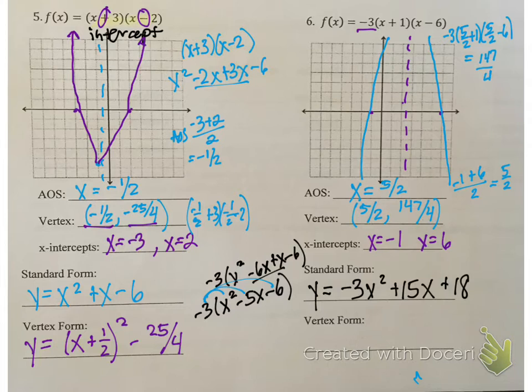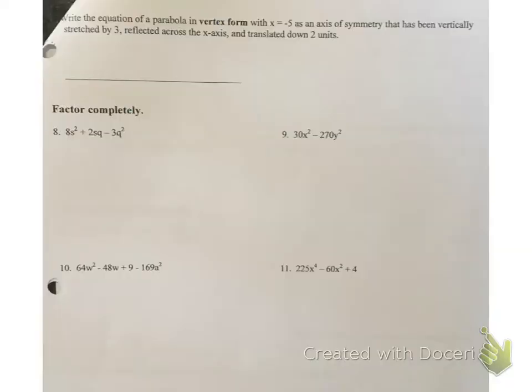Then vertex form, keep the same a value. So a value is negative 3, stays the same. x minus h, so x minus 5 halves squared plus k, so plus 147 over 4. All right, done with graphing for just a little bit. Thank goodness. Although I love graphing.